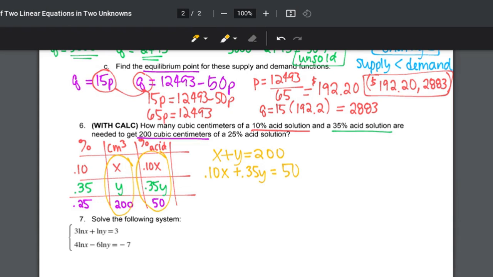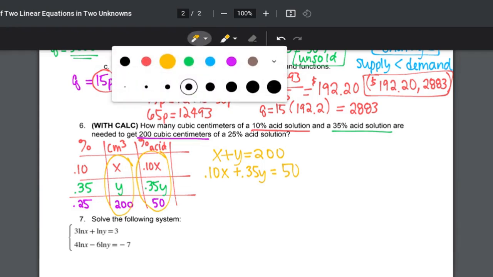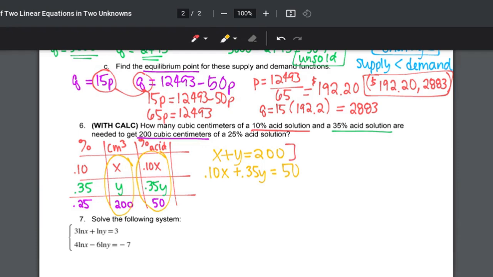So I think it really helps if you create this chart. It'll help you stay organized with all the numbers and values. But at this point, we can do whatever we want to solve. So I would say if we multiply this top equation by some amount to either cancel out the x's or the y's, that would probably be our best bet. So I'm going to go with multiplying by negative 0.10, just so that we can get something to cancel out the positive 0.10x. So we're going to do negative 0.10x, negative 0.10y, and 200 times negative 0.10 is going to give us negative 20.